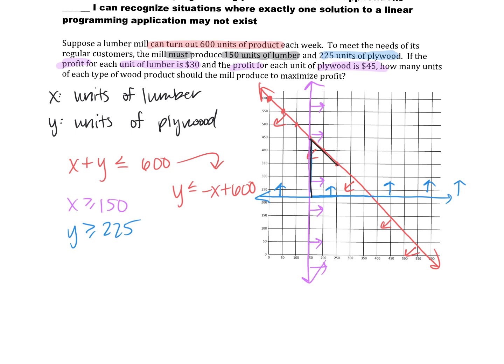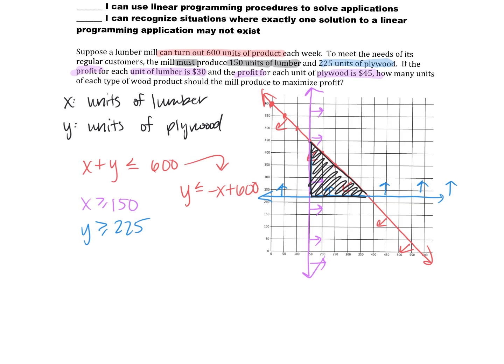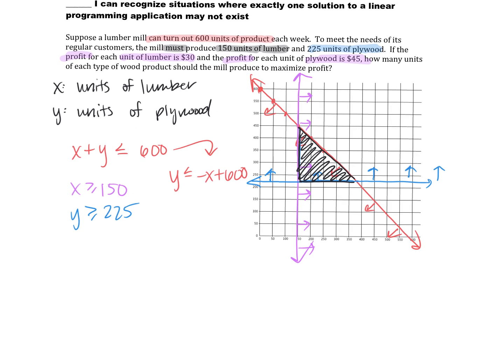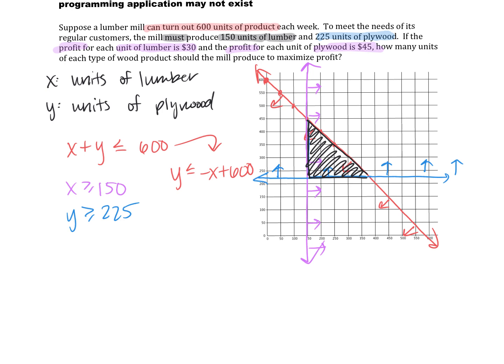And what we've got to think of is what are my vertices? Before we talk about those vertices, let's make our profit equation that we know we'll plug those vertices into. Profit equals F of X, Y. And what's that profit going to be? We're making $30 for each lumber. So we would just say 30X plus how much are we making for each plywood? 45Y. That's my profit equation, guys. That's what we're going to plug our vertices into.